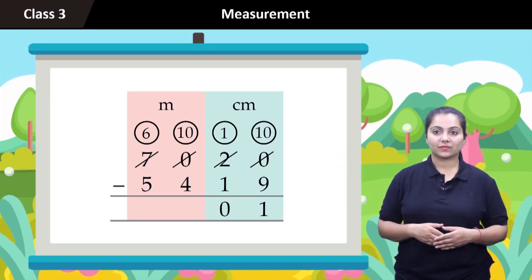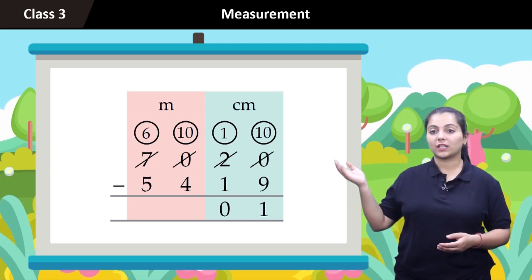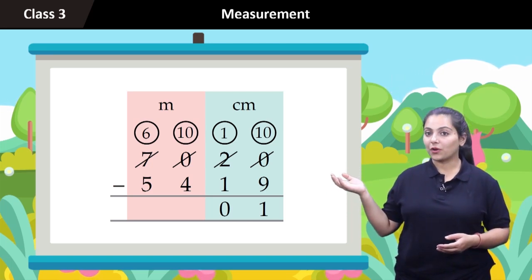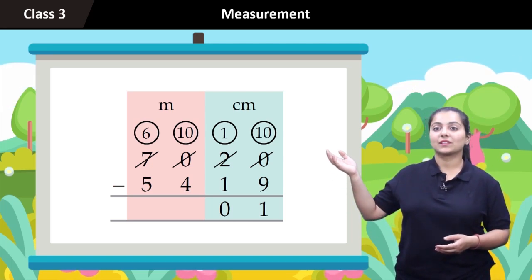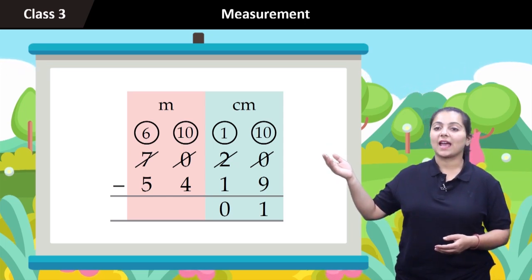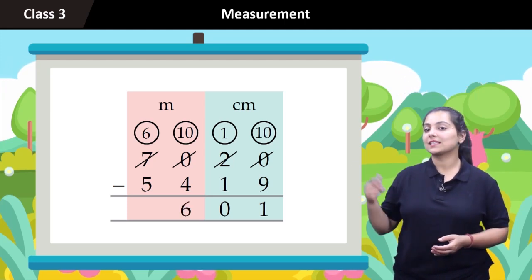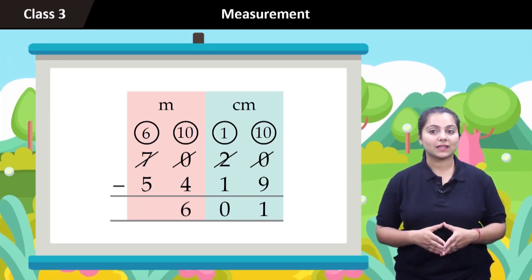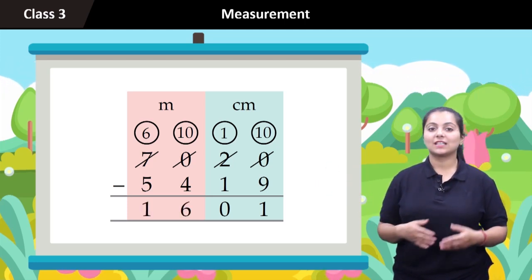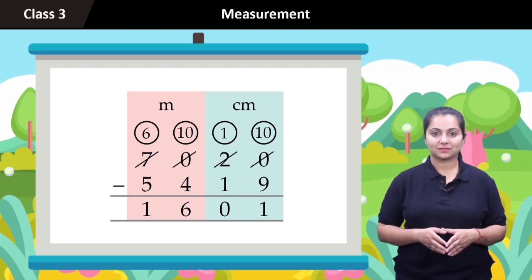Now we'll move to the meter column. 0 is smaller than 4, so we borrow from the other side. We borrowed from the 7 and 7 becomes 6. And 0 becomes 10. 10 minus 4 is 6. 6 minus 5 is 1. So the answer is 16 meter and 1 centimeter.